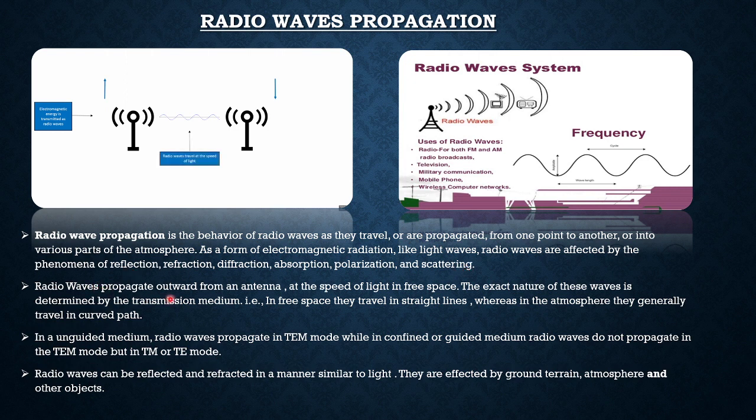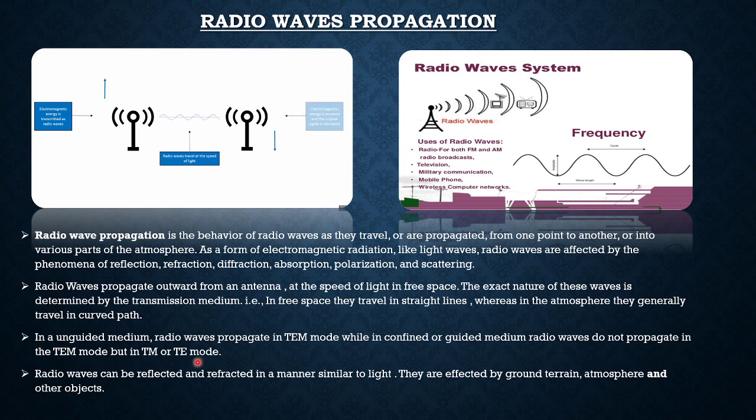Radio waves propagate outward from an antenna at the speed of light. The exact nature of these waves is determined by the transmission medium. That is, in free space they travel in a straight line, whereas in the atmosphere they generally travel in a curved path. In unguided medium, the radio waves propagate in TEM mode. In TEM mode, electric and magnetic fields are transverse to the direction of propagation. While in confined or guided medium, radio waves do not propagate in TEM mode but in TM or TE mode.